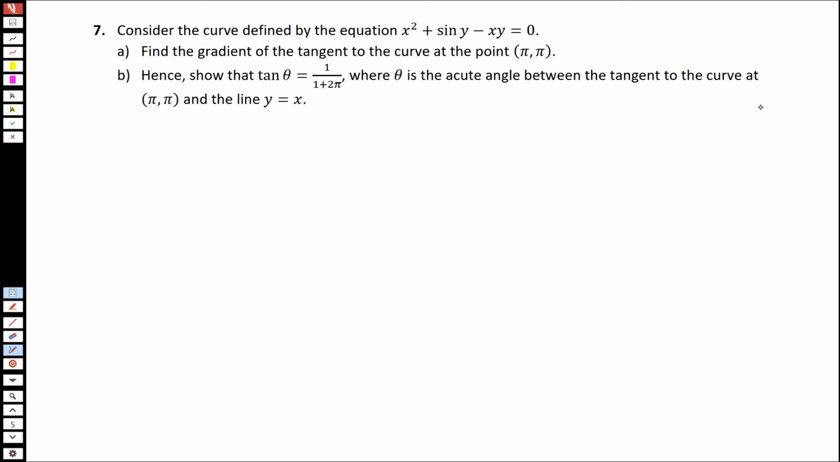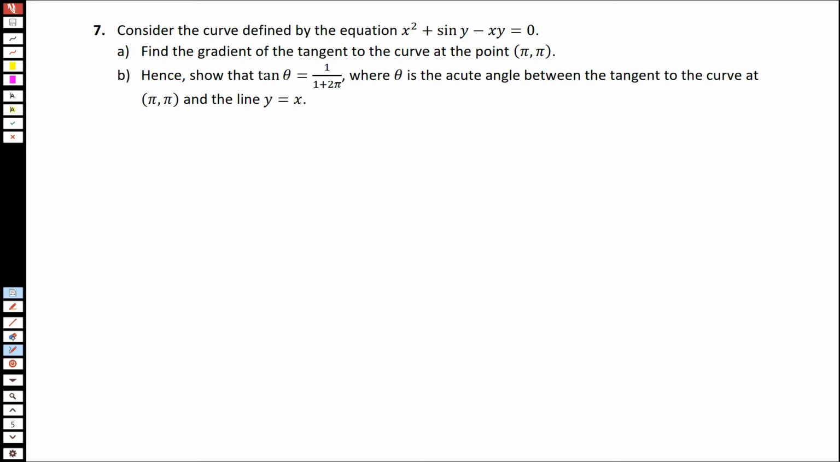In this question, we are required to find the gradient of the tangent to this curve at the point (π, π). Now, before we find the gradient of the tangent of this curve at this point, we need to find the gradient function, or dy over dx, in terms of x and y. And to do that, we shall differentiate this equation implicitly.